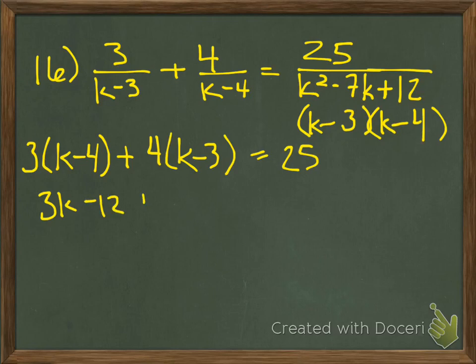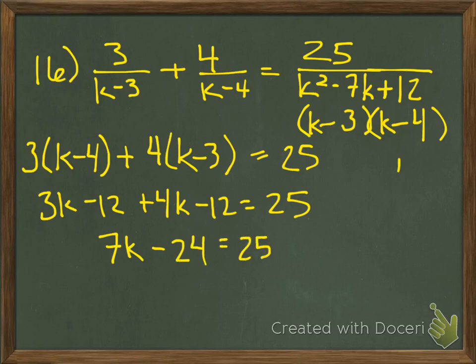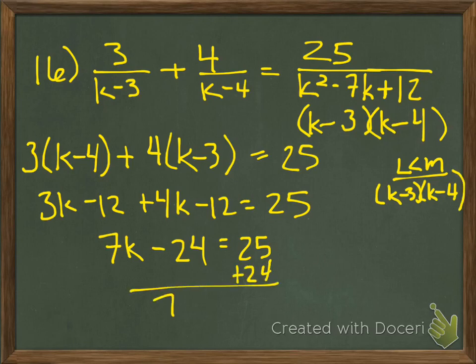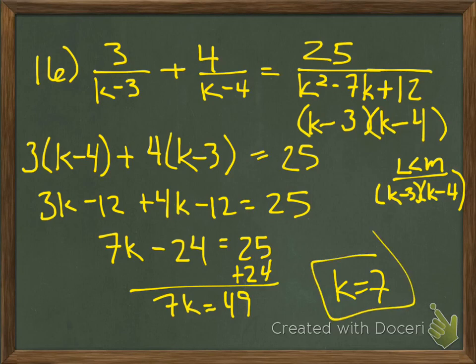Multiply. And then you can combine like terms. And then you can divide. I'm sorry, add or subtract. And I'm writing the least common multiple because somebody had a question about that. And then I'm adding 24 and then divide by 7. And that would be my final answer, k plus 7.